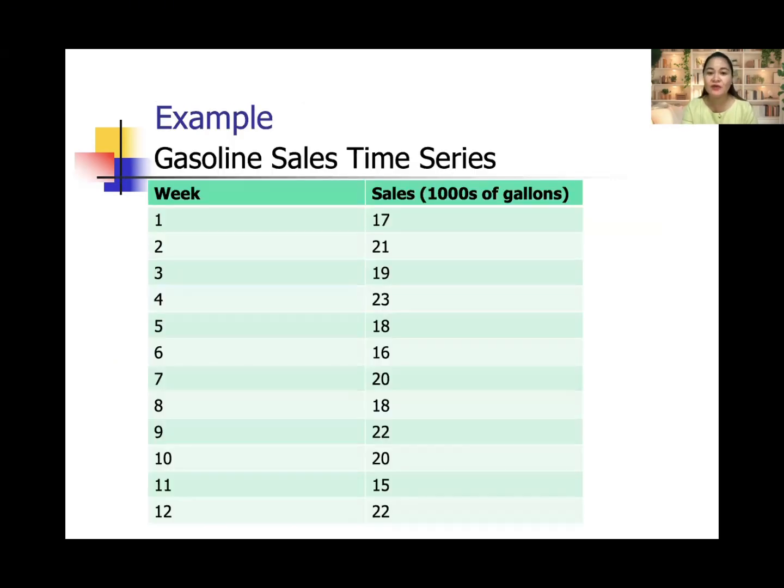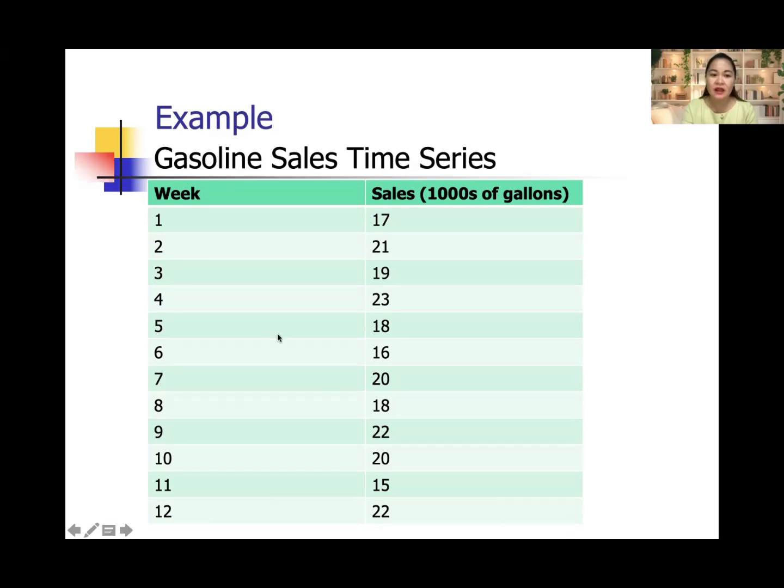So how are you going to solve this? We have an example. Let's go directly to the example. Since we are going to use Excel, we have an application for this one, or SPSS, you can solve. So for example, we have a gasoline sales time series from week 1 to week 12. Sales are in 1,000 gallons.